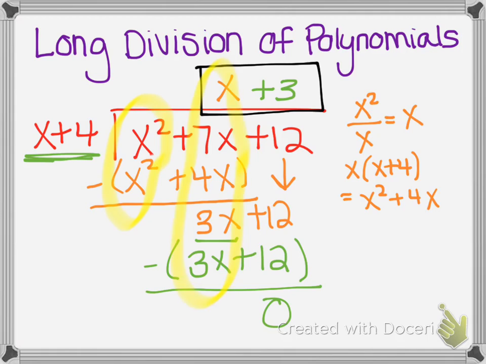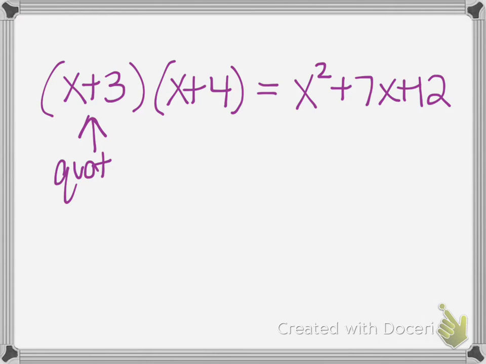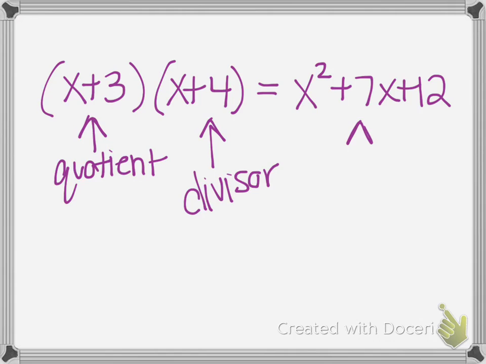Okay, so because there is no remainder, this means that we can say that x plus 3 is a factor of x squared plus 7x plus 12. And you know this because if we were to check, you are going to take the quotient, which was x plus 3, multiply it by the divisor, x plus 4, and you should get your dividend, which in this case we do. So it's quotient multiplied by divisor should equal your dividend.